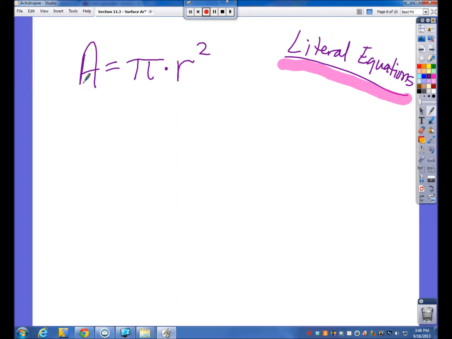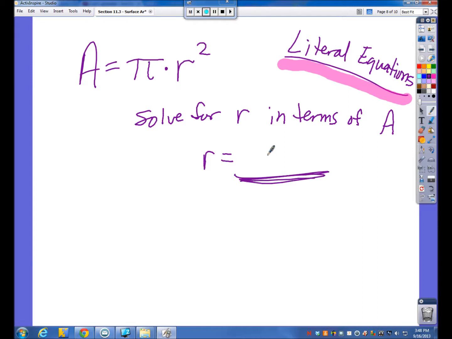Instead of A in terms of r, maybe I want to solve for r in terms of A. What if I knew what the area was for this circle, and I really want to know what the radius is? Well, if I had a nice formula that was radius equals, and somewhere embedded in there was the area, I could just plug that number in and work out my radius. So this is what we're going to do. We're going to solve for the radius.